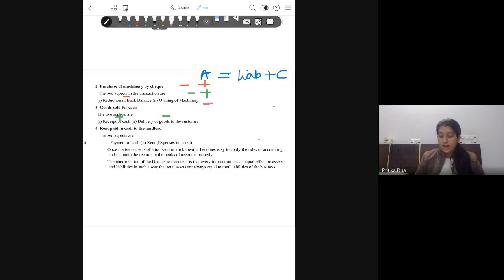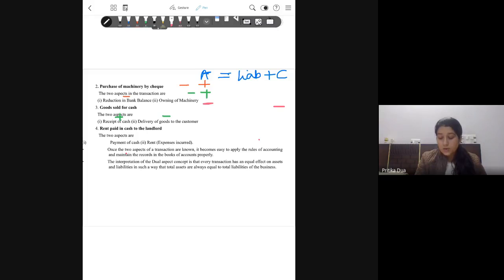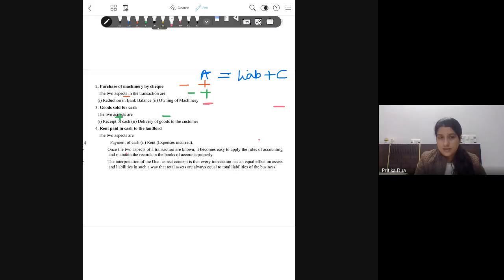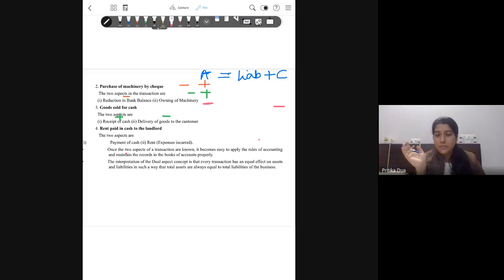So once the two aspects of a transaction are known, it becomes, is there anyone else? Yes, Vansh, you have a question. Ma'am, can you please explain the last part again? Last part again, okay. Now rent, when we are paying rent, it is leading to some reduction in cash. Okay, because here in this example we are paying rent in cash. Second thing, rent as a transaction is an expense for the business. Rent is an expense for the business because your expenditure is increasing because of rent being paid.